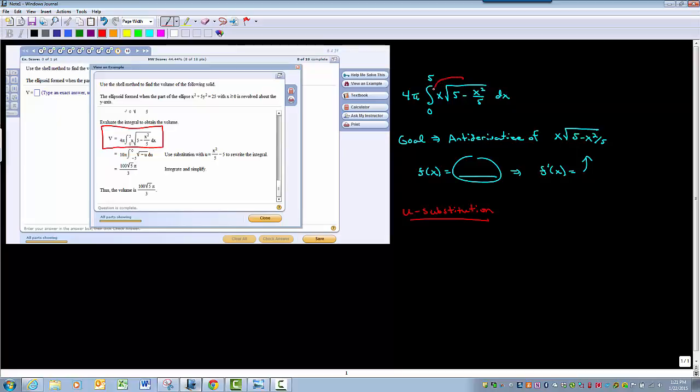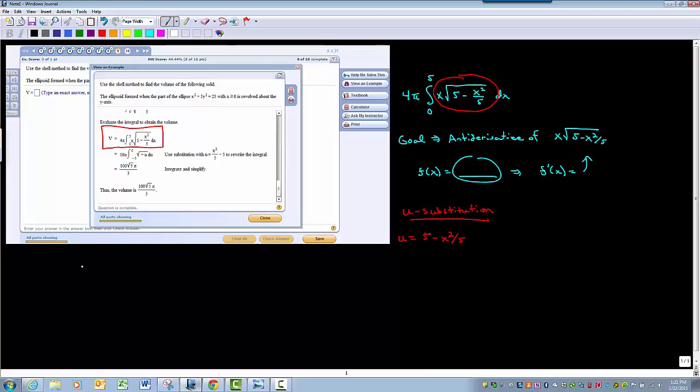I'm not exactly sure right away what I'm going to let U equal, but I'm going to try to let it equal something on the inside. Now here's where you have to play around with it a little bit. You're not always going to know what U should equal. So I'll let U be equal to the inside of the square root, so 5 minus x squared over 5. Okay, so I'm going to let U be equal to that.